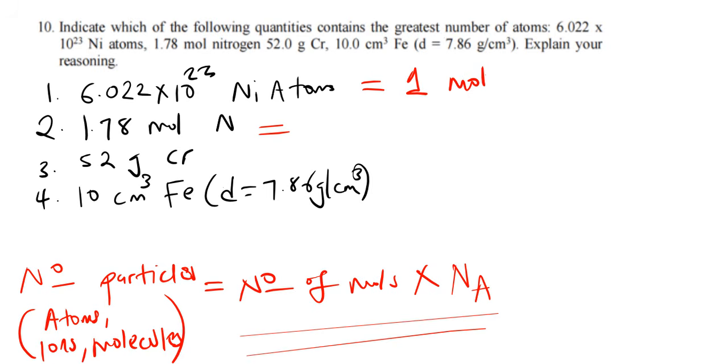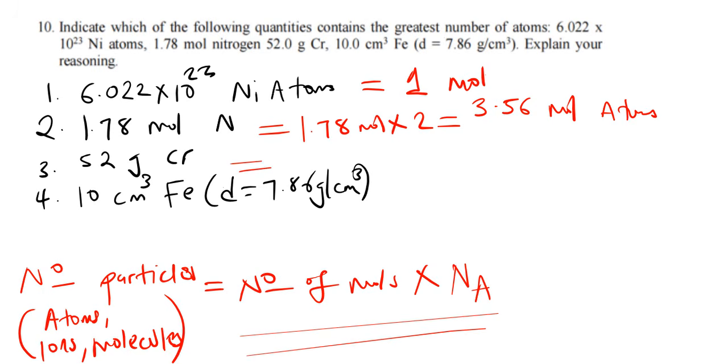Here we have to be very careful because they've given us 1.78 moles of nitrogen. Nitrogen is a diatomic molecule, okay? So in this case, we take the 1.78 moles that they've given us multiplied by 2. When you multiply by 2, we're going to have 3.56 moles of atoms. So here you have to be very, very careful. I think that's where the major mistake is going to come from.